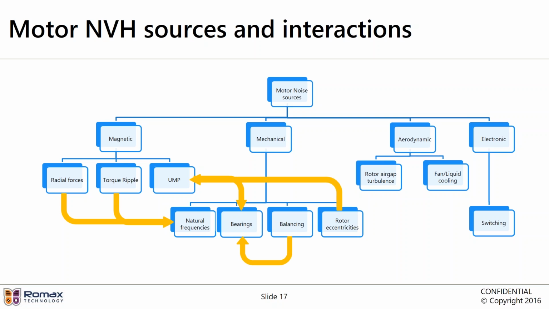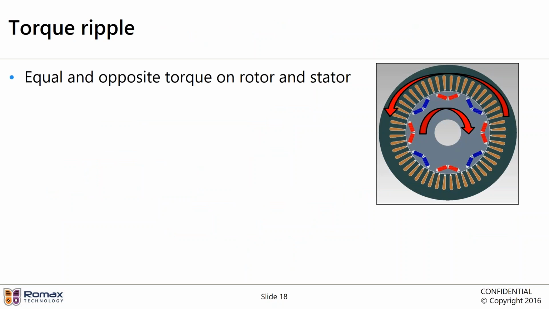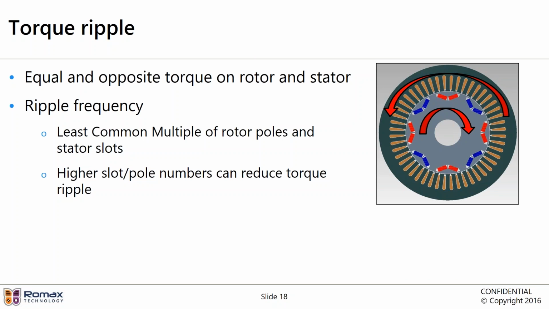However, it's not just important to look at the sources, it's also important to look at the interactions. For example, we need to see how the radial forces acting on the teeth affect natural frequencies. Similarly, torque ripple can excite a natural frequency. The unbalanced magnetic pull can affect bearing life and noise due to bearings. Similarly, balancing issues within the rotor can affect bearings. Rotor eccentricities can cause unbalanced magnetic pull in the rotor. So these noise sources interact with each other, and looking at the electromechanical interactions of these is key to finding out where the problems lie.